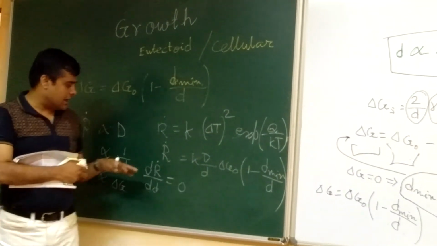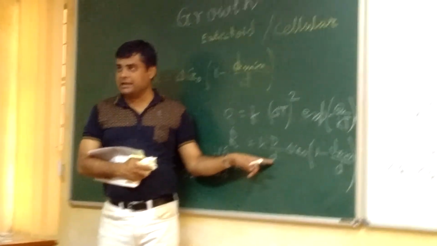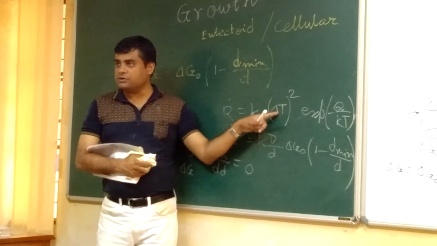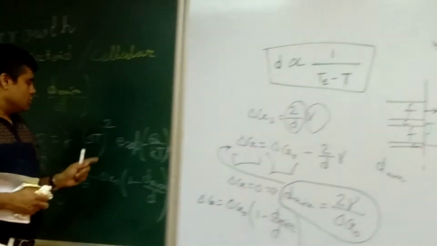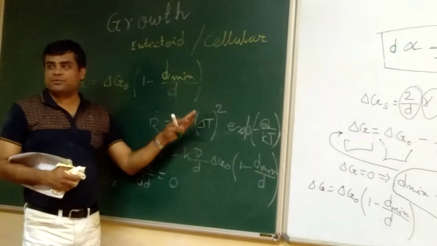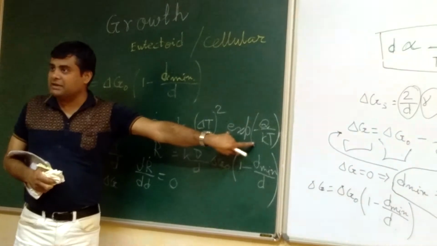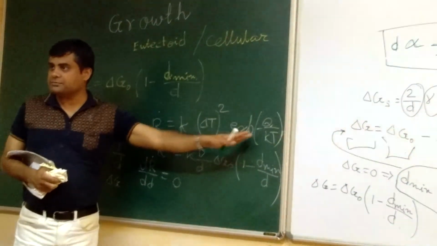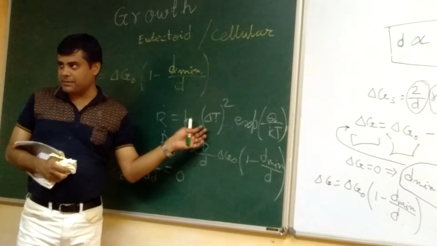We had R dot proportional to delta G naught, 1 over D and D. Delta G naught is proportional to delta T, and 1 over D is proportional to delta T. So R dot is actually proportional to delta T squared multiplied by the diffusivity term. It should be D naught exponential of minus Q over kT. So this is the type of dependence of R dot on temperature.